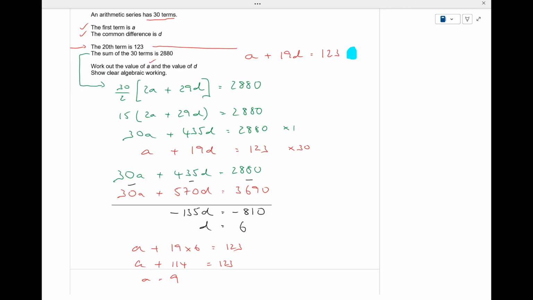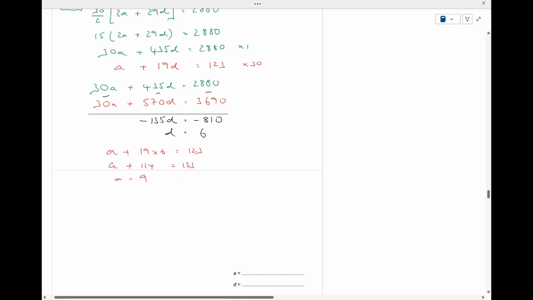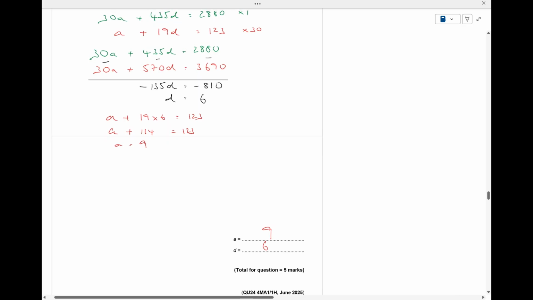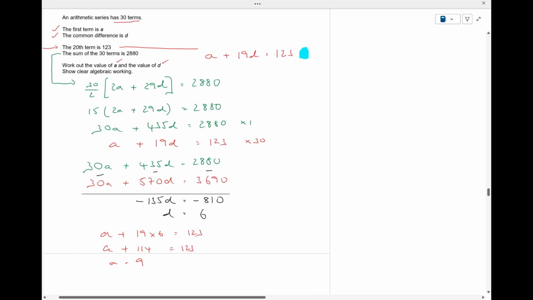Work out the value of A and the value of D. Show clear algebraic working. I've done that. So A is 9, D is 6. And that is worth 5 marks, and it's question 24, so the examiners obviously feel that that is a question of note. So well done if you followed that through.